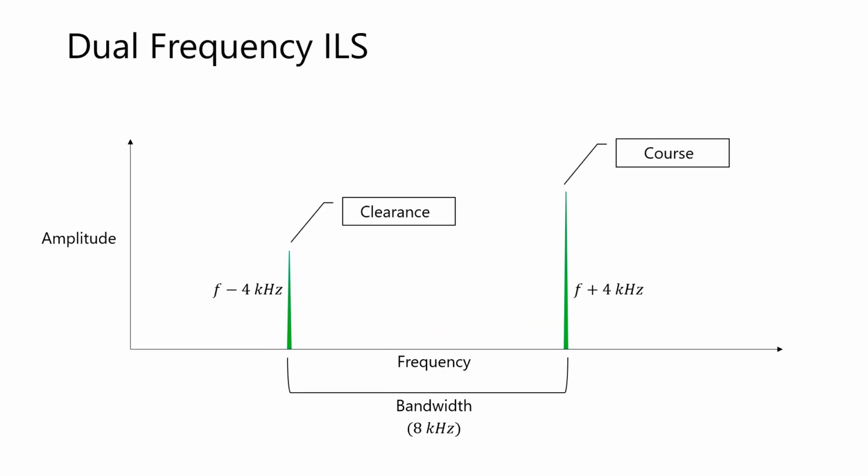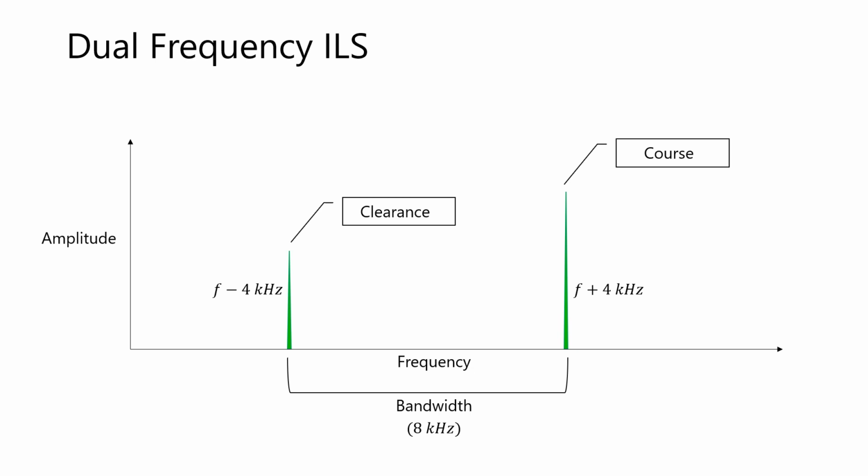However, many instrument landing systems use two identical signals called a coarse and a clearance, or dual frequency. Both use the same carrier and 90 and 150 Hz signals. However, the carrier is offset by plus 4 kHz for the coarse, while the clearance is offset by minus 4 kHz at a reduced power of 10 dB.